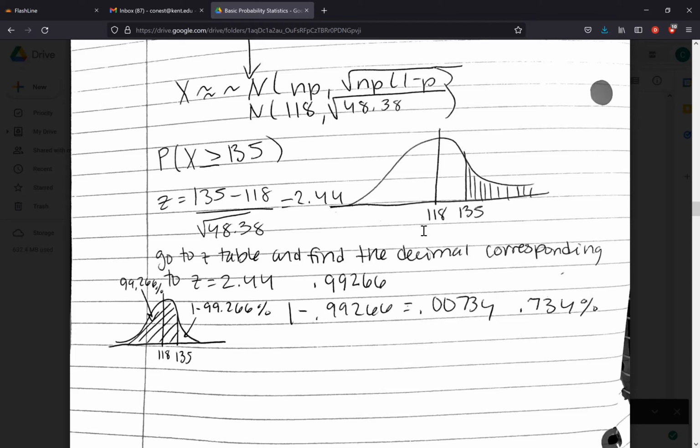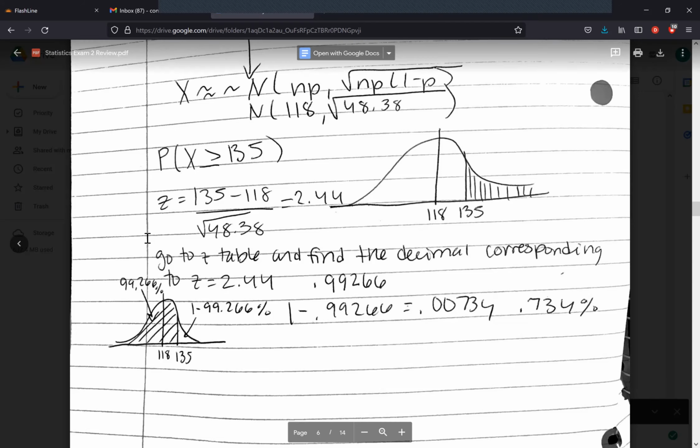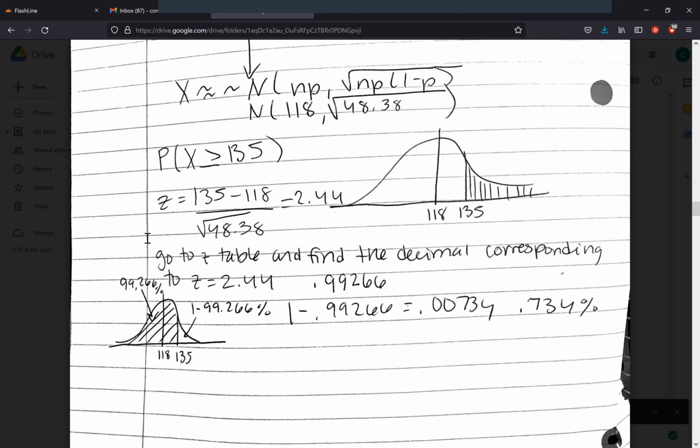You find the z-score by doing 135 minus 118 divided by the square root of 48.38, and you get a z-score of 2.44. Keep in mind for a lot of these z-score calculations, you can round and you'll get very close to the same answer as if you did not round. It's more important that you just show your work and that you're consistent in rounding or not rounding.